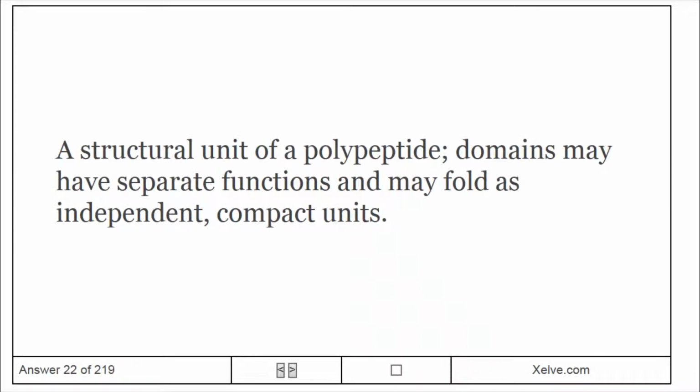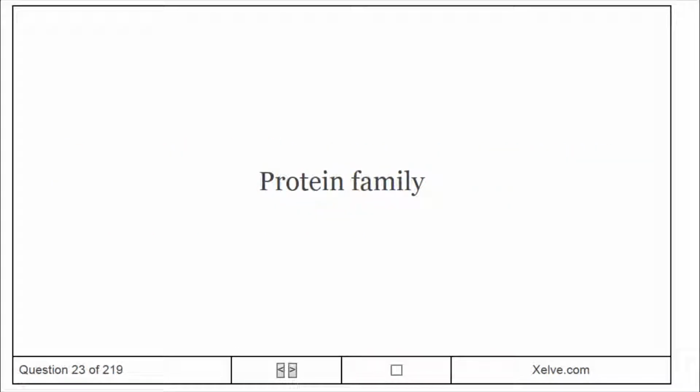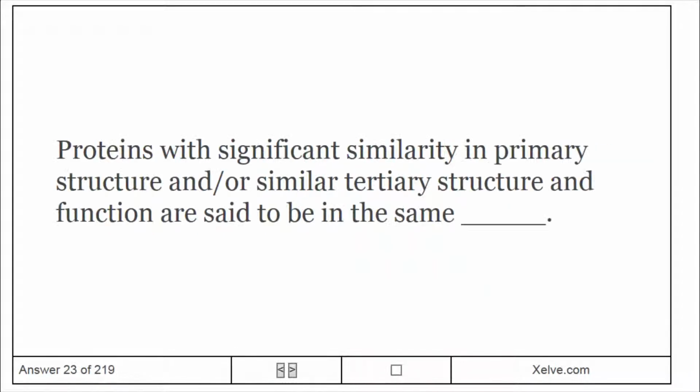Domain. A structural unit of a polypeptide. Domains may have separate functions and may fold as independent compact units. Protein family. Proteins with significant similarity in primary structure and/or similar tertiary structure and function are said to be in the same family.